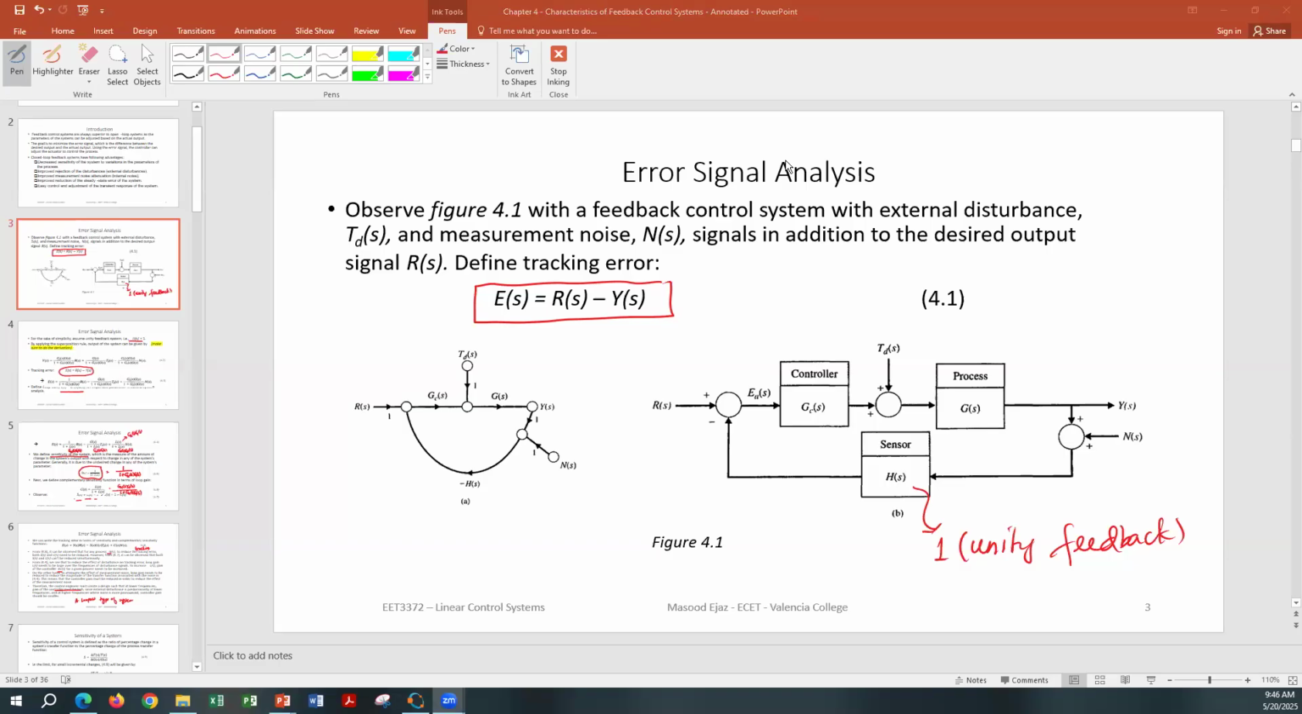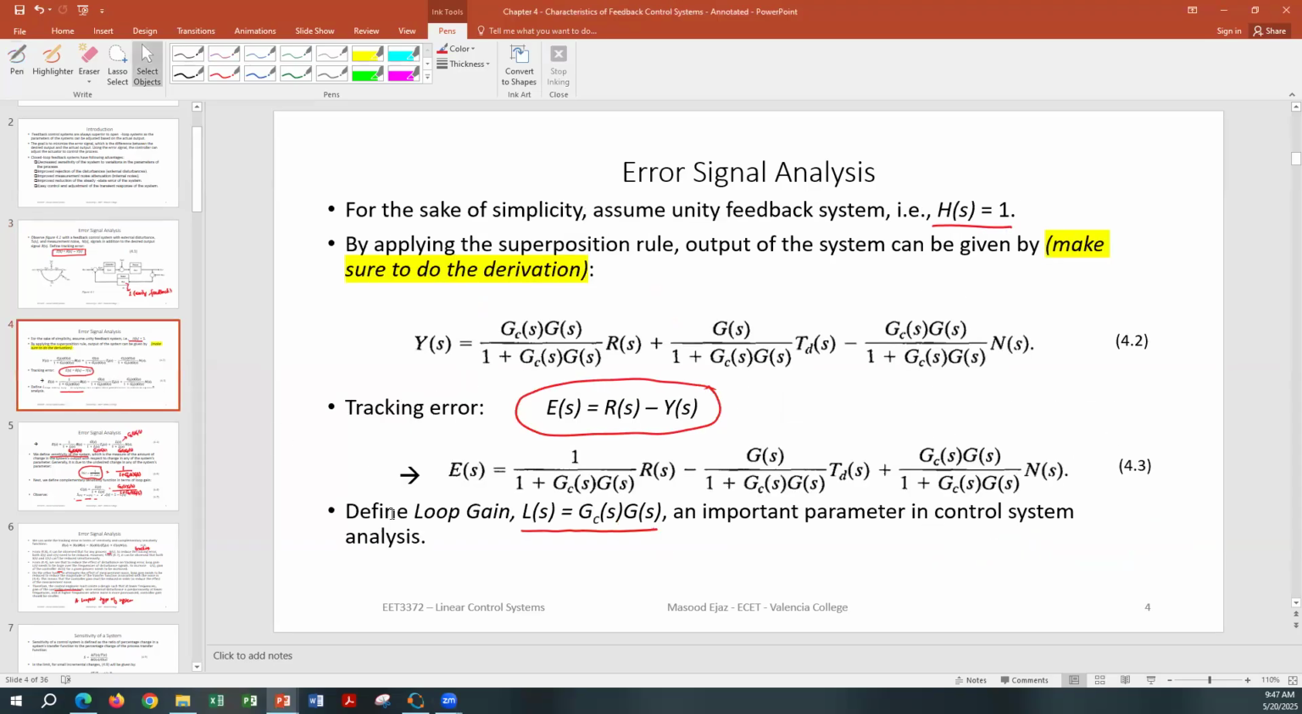Now, in this case, of course, we have our desired output, which is our input R(s). We have the external disturbance TD(s), and then we have the internal error signal, the internal noise signal, which is N(s). And we look at the output expression in the presence of all three input signals, R(s), TD(s), and N(s). With R(s) and TD(s), we did the derivation in the last chapter. We did not do it with N(s), but you can do it the same way, using superposition.